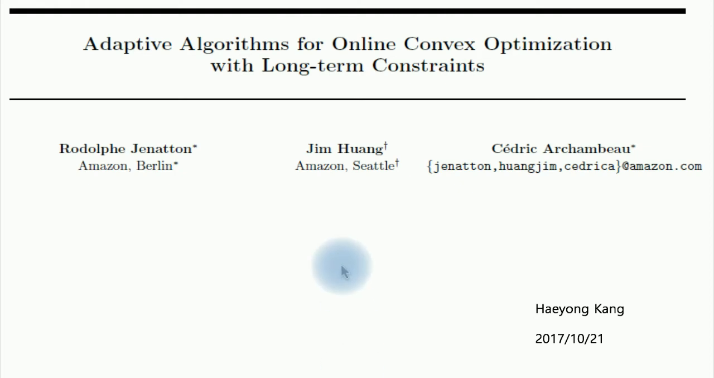Today I'm going to review an online convex optimization paper with the title of Adapting Algorithm for Online Convex Optimization with a Long-Term Constraint, which was presented at ICML 2016.